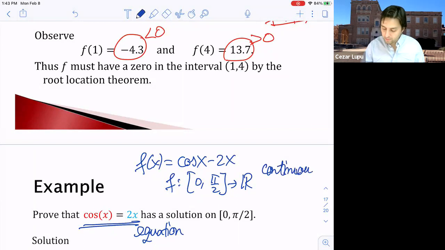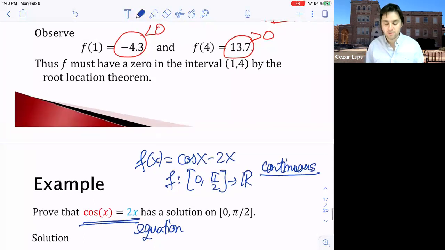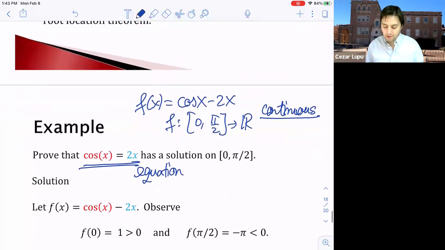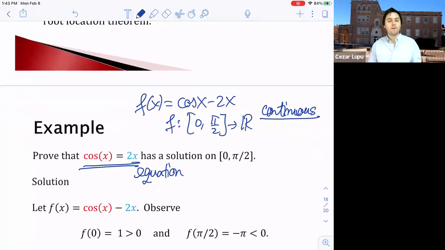So this is a continuous function. You don't have any problems since cosine is continuous, negative 2x is continuous. So you have operations with continuous functions. And now, even more, we will evaluate the function f at its endpoints.